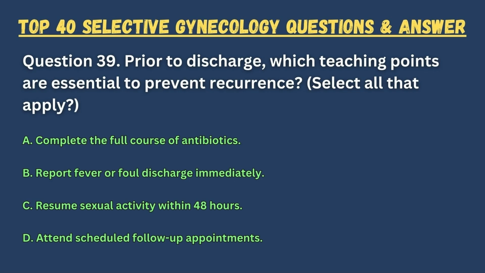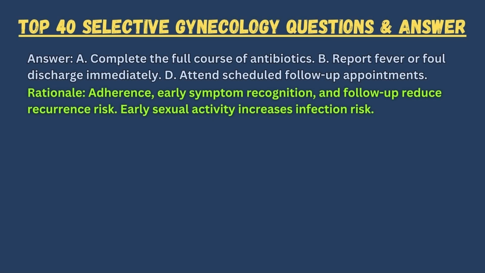D. Attend scheduled follow-up appointments. Answer: A. Complete the full course of antibiotics. B. Report fever or foul discharge immediately. D. Attend scheduled follow-up appointments. Rationale: Adherence, early symptom recognition, and follow-up reduce recurrence risk. Early sexual activity increases infection risk.